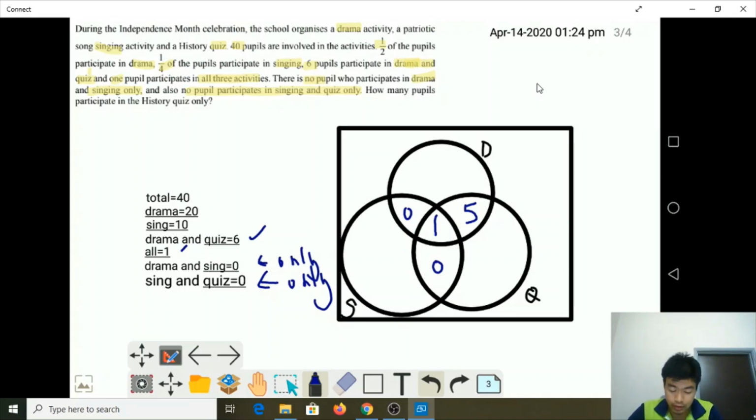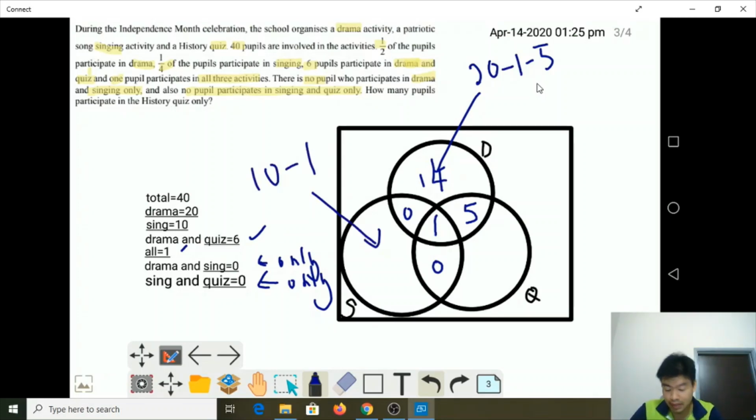How about drama only? According to the information that we listed down, there are 20 pupils participate in drama. There's no only, so this part over here is 20 minus 0 minus 1 minus 5. So the answer is 14. How about the next one? Sing. We have 10 participate in singing. So this part over here is 10 minus 1 minus 0, of course. Therefore, the answer is 9.